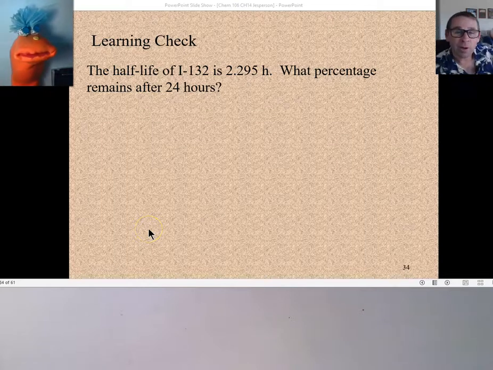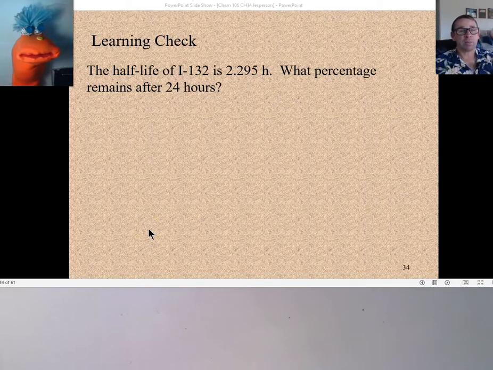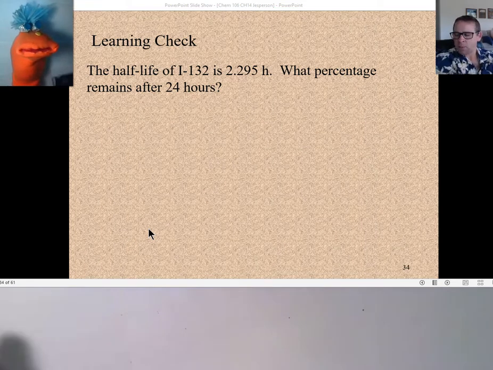All right, so here we are. We have a question about the half-life of iodine-132, and we're given the half-life, and we want to know what percentage remains after 24 hours. Now, do you have any ideas how we would approach this?